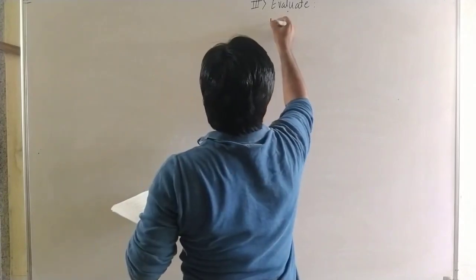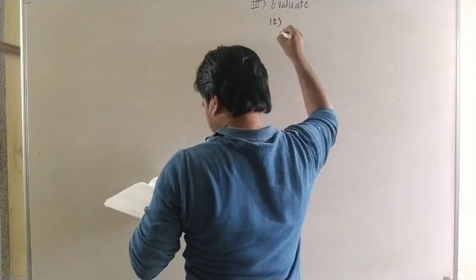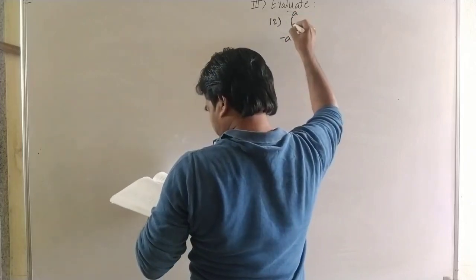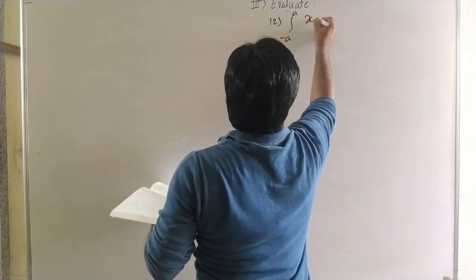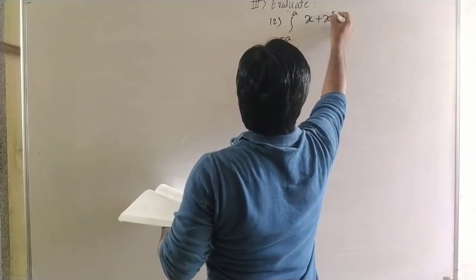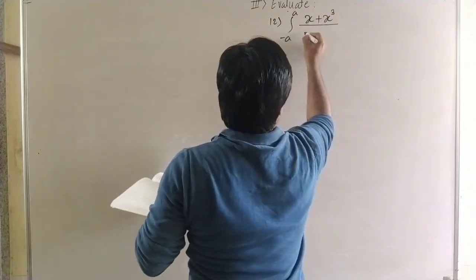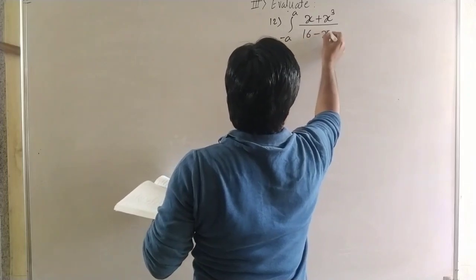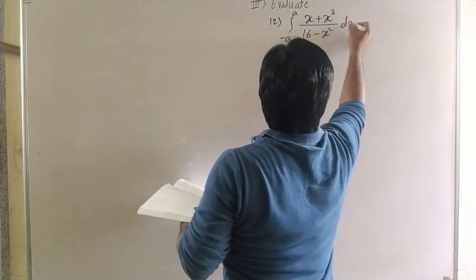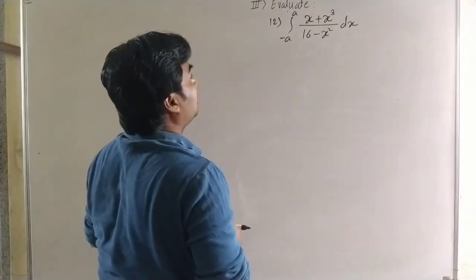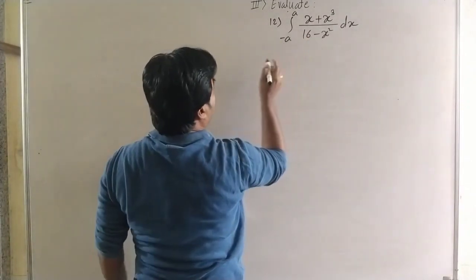Example number 12. Integral from minus a to a of x plus x cube upon 16 minus x square dx. Again here it is minus a to a. That means first we check whether this function is even or odd.